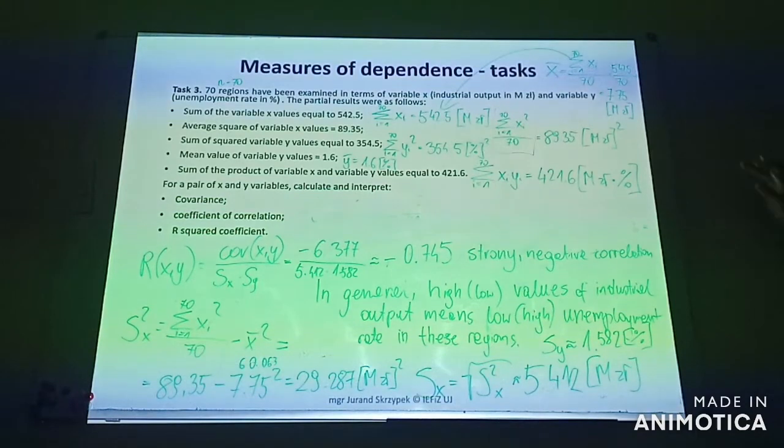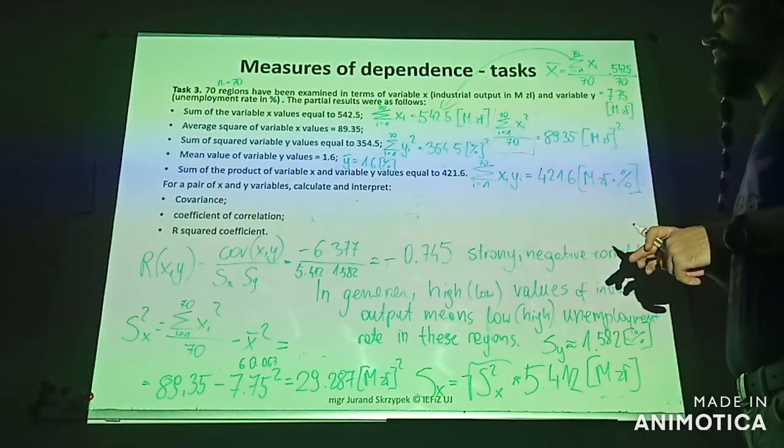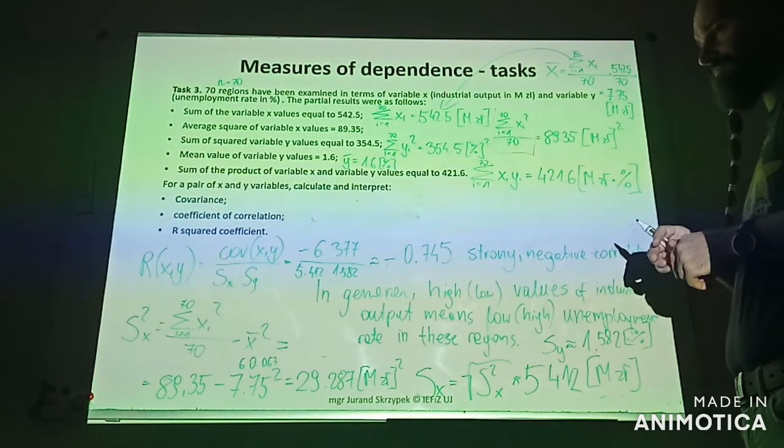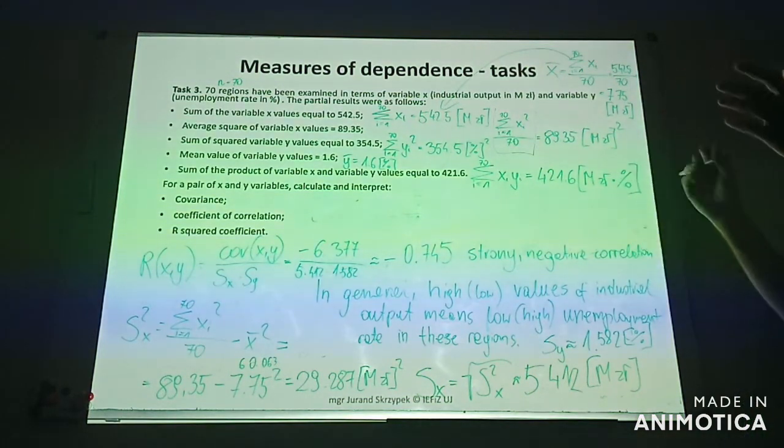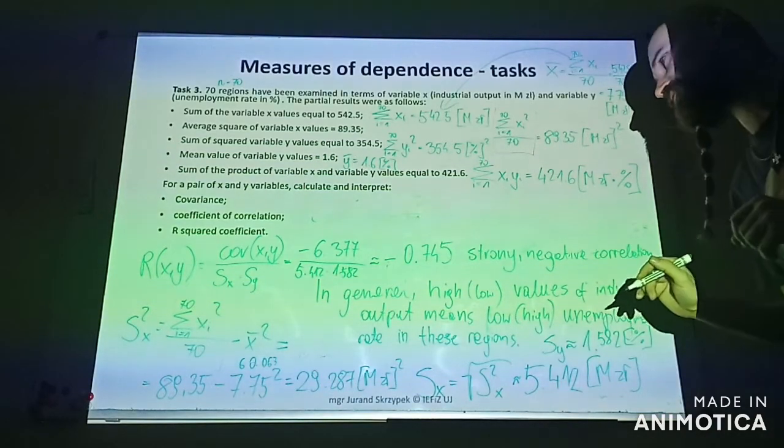So in the regions where we have high values of industrial output, the unemployment rate is relatively small. And the regions in which we have high unemployment rate are characterized in general by a low value of industrial output. The economic activity of that region is relatively small because low industrial output is accompanied by high unemployment rate, of course, in general. It has sense.